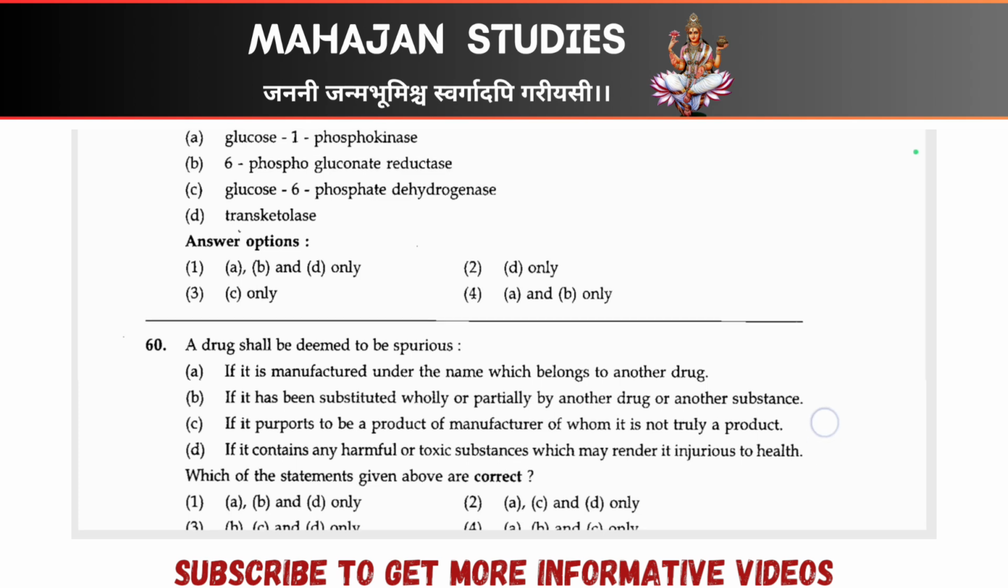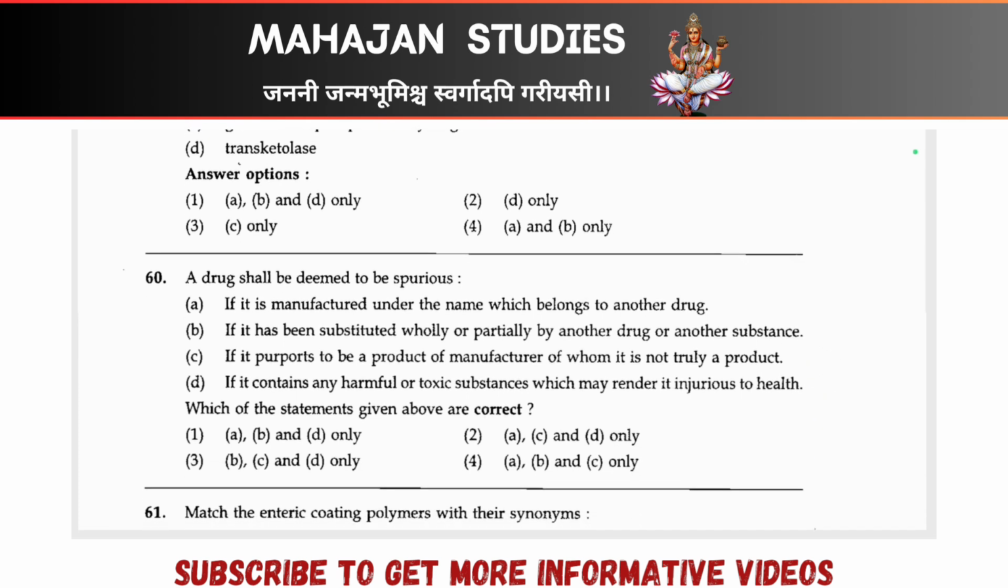Next, a drug shall be deemed to be spurious. Options are: if it is manufactured under the name which belongs to another drug. Next, if it has been substituted wholly or partially by another drug or another substances. If it purports to be the product of a manufacturer of whom it is not truly a product. Next, if it contains any harmful or toxic substances which may render it injurious to health. So the correct option is option 4, that means A, B and C.